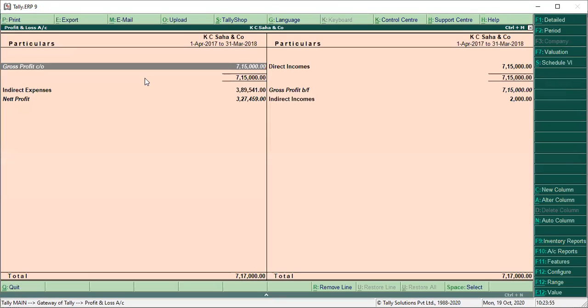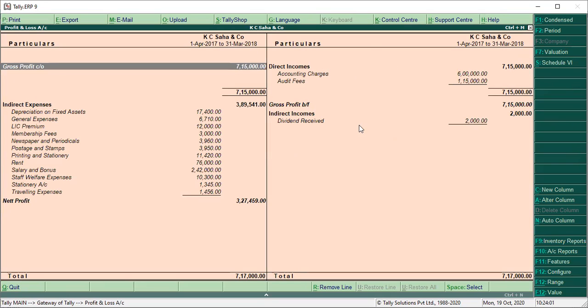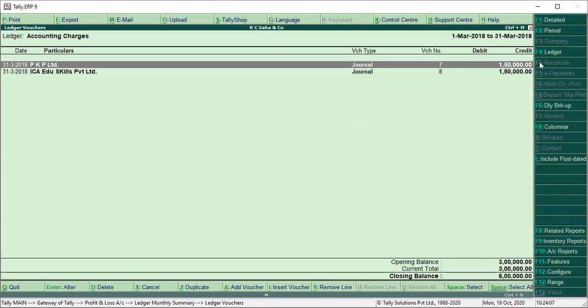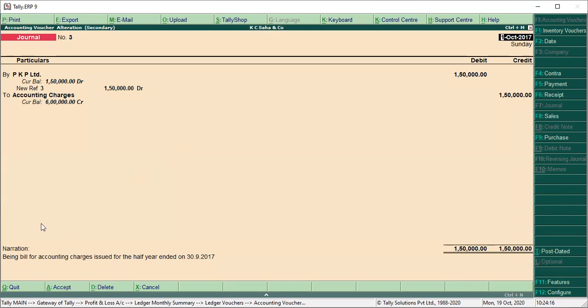So in the last lecture, we saw the profit and loss account and we were done with the incomes, that is accounting charges. We have done the changes in accounting charges. There was only one transaction we have done with this. First is PKP Limited. You can open this transaction and you can read the narration, so you will come to know whether the entries are right or wrong. That is bill for accounting charges issued for the half year ended 30th September. That means PKP Limited is your customer and accounting charges is your income. So you have passed the proper entry, but only for half a year, that is till September.